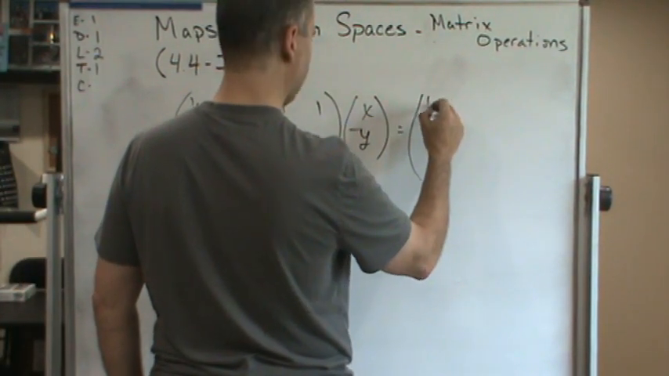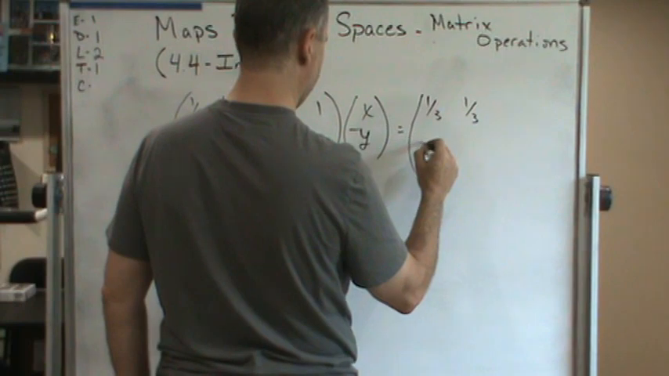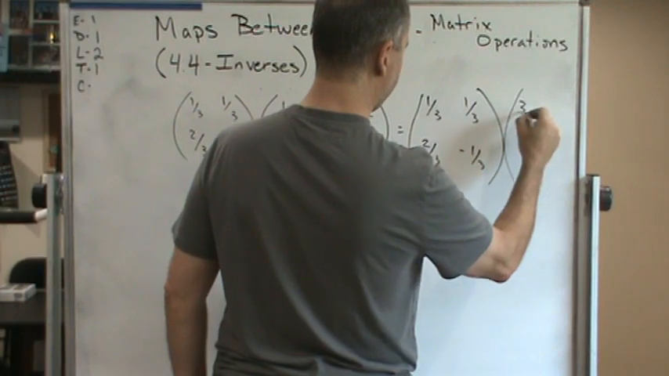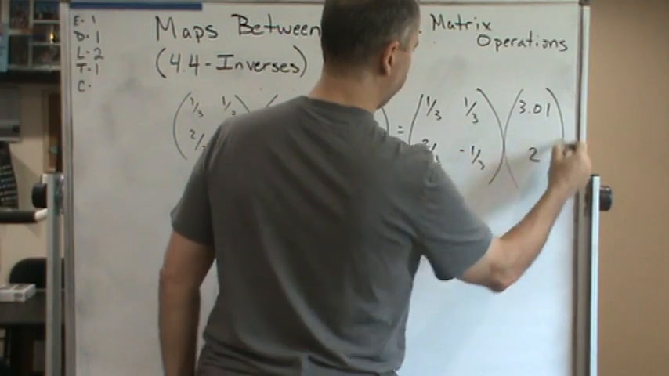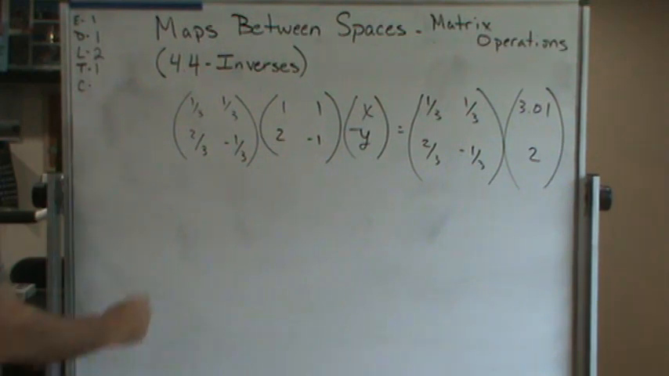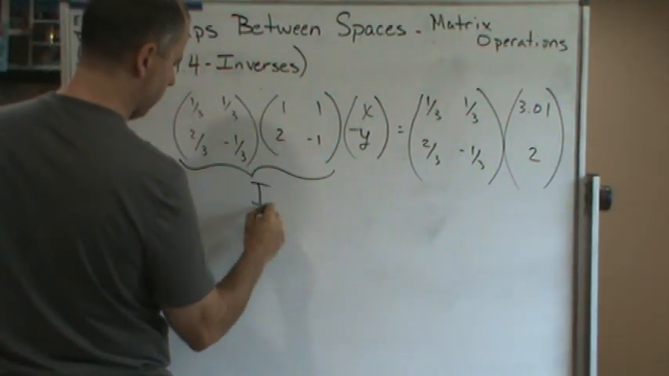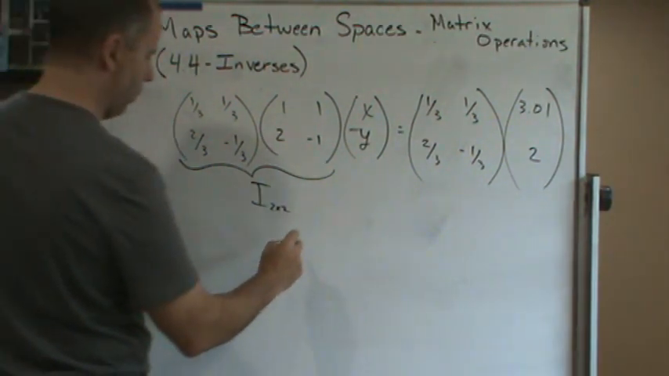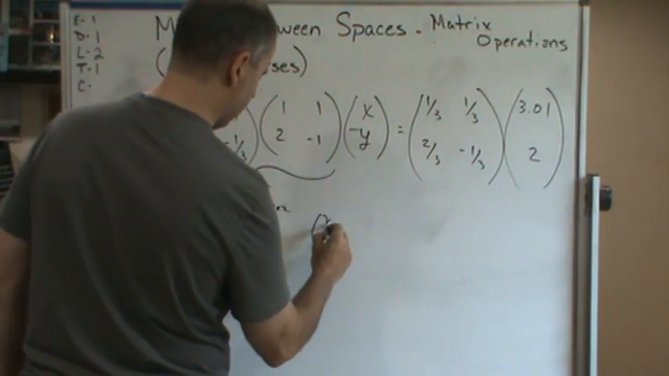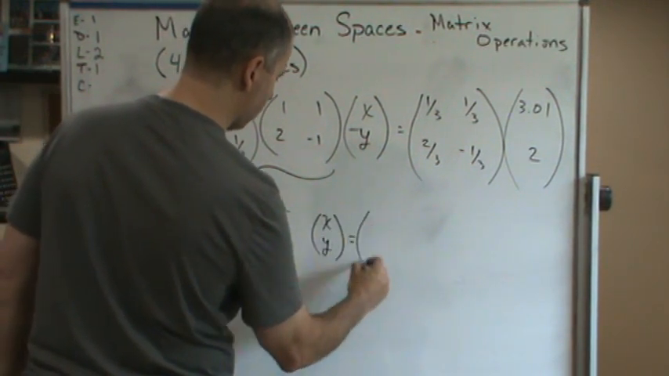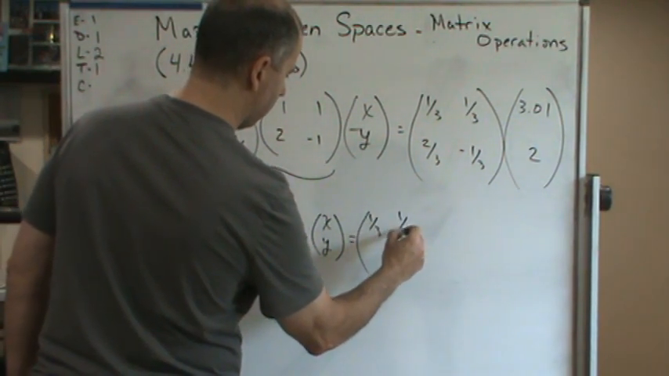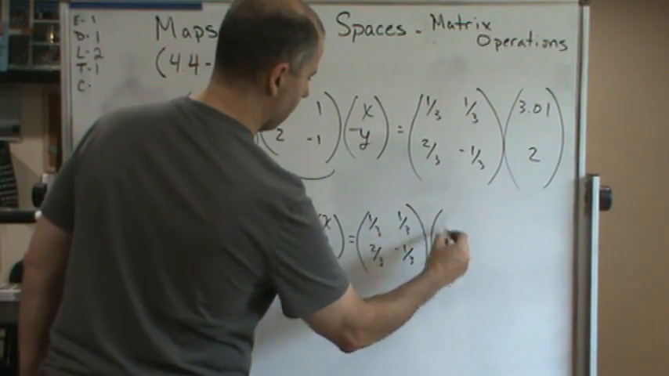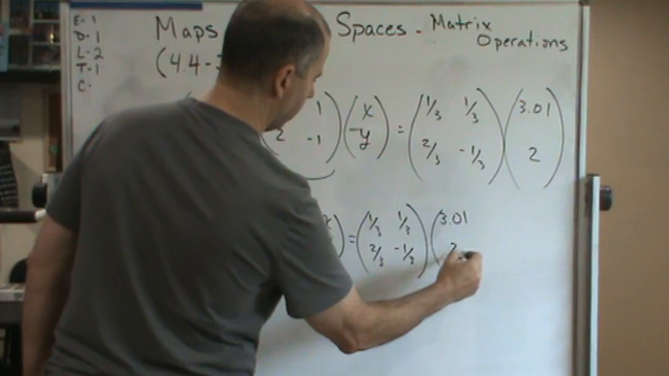So now I'm going to multiply over here by 1/3, 2/3, negative a third, and we have 3.01 and 2. This here is just going to give me the identity. And so what I'm going to end up with is xy is equal to 1/3, 2/3, negative a third times 3.01, 2.